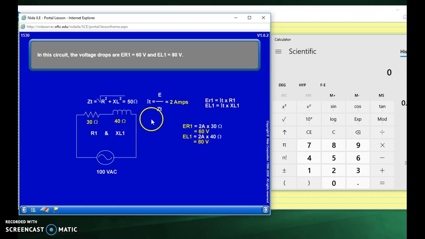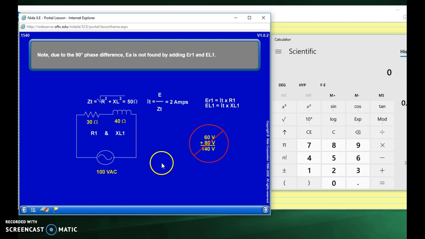So we're going to say 2 amps through 30 ohms gives us 60 volts. 2 amps through a 40 ohm impedance gives us 80 volts. Obviously, when we sum those, we get 140. So again, I told you those rules are out the door. This is no longer true. So just forget that when we start talking about a mixture of inductance and resistance.